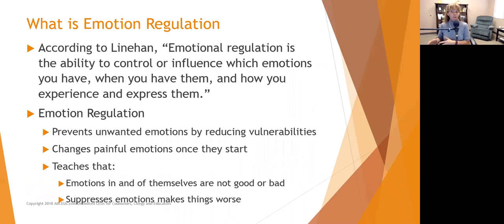And emotion regulation teaches that suppressing emotions makes things worse. If you say, I shouldn't feel angry, I need to just let it go, I need to ignore it, I need to just do something else, a lot of times that doesn't address the issue. So that amygdala is going, I was telling you there was a problem and you haven't done anything about it yet.